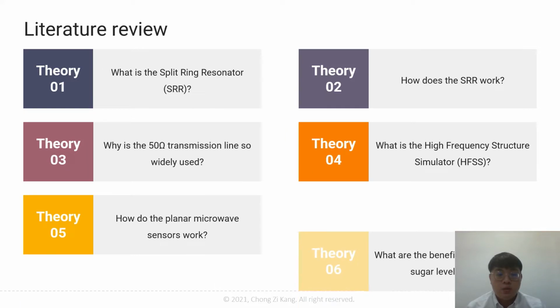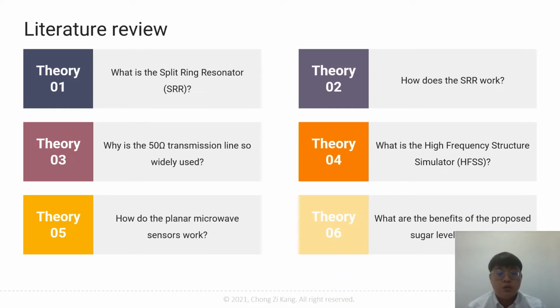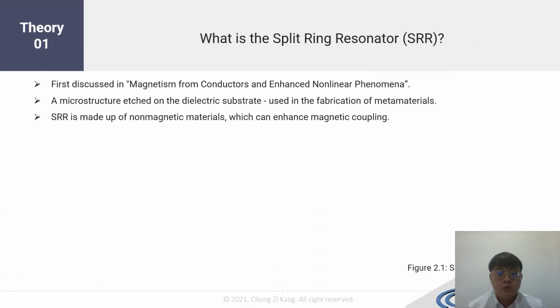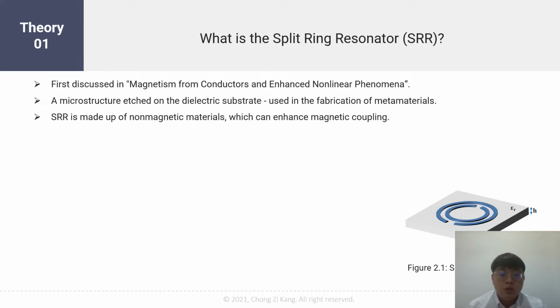There are a total of 6 theories that will be discussed in this presentation. The split ring resonator, also known as the SRR, was first discussed in 1999 by Pendry, Holden, Robbins, and Stewart in their paper Magnetism from Conductors and Enhanced Nonlinear Phenomena. SRR is a microstructure etched on the dielectric substrate that is frequently used in the fabrication of metamaterial to achieve a negative permeability value. SRR is made up of non-magnetic material such as copper, which can enhance the magnetic coupling to a value that does not exist in natural material.